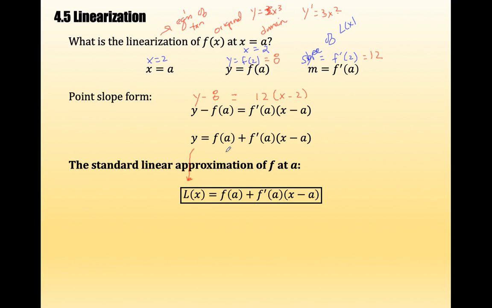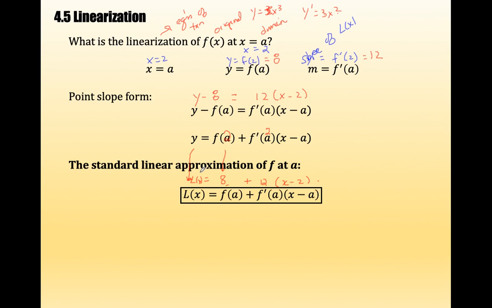F of a was my 8, right? Because for us, a was 2, plus the derivative at 2 was 12. That's how I write my linearization. And all this language in that box, the formula is just the point slope form of the tangent line with, right, this value, your y value, added to the other side. And of course, it doesn't matter if you put the 8 here or you put the 8 over here. It doesn't matter. Addition's commutative. This is just how the formula will appear in books or on websites.